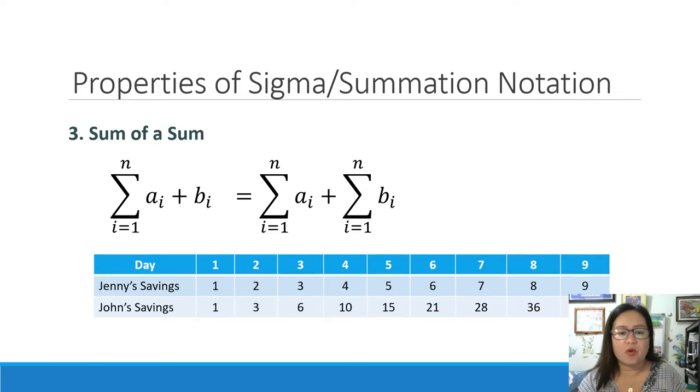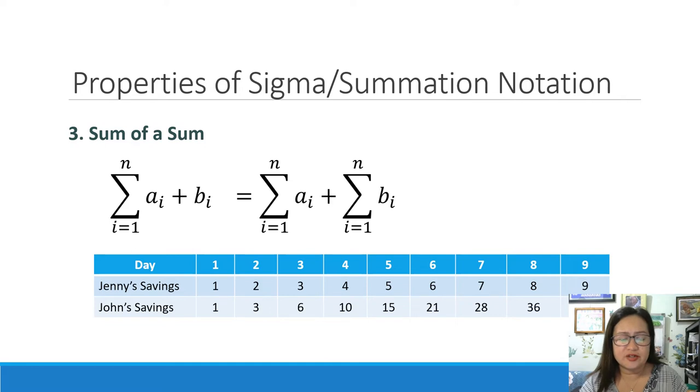The third property of sigma notation is the sum of a sum. That is given by the summation of a sub i plus b sub i, where i starts from 1 up to n, can be computed like this: the summation of a sub i, where i starts from 1 up to n, plus the summation of b sub i, where i starts from 1 up to n.